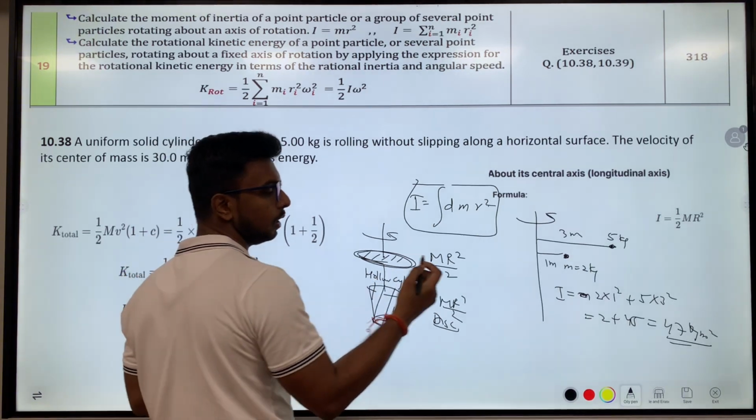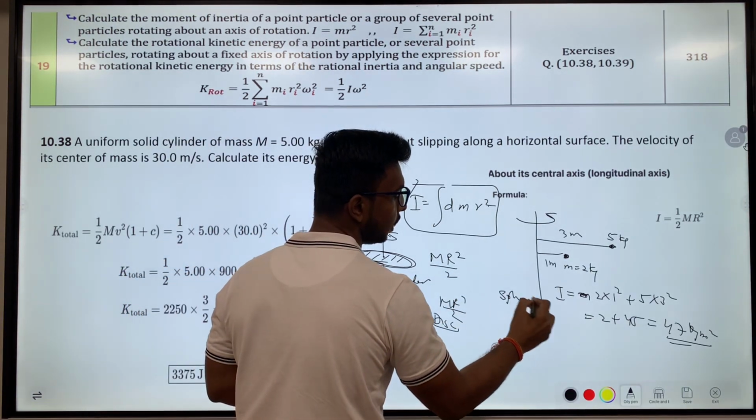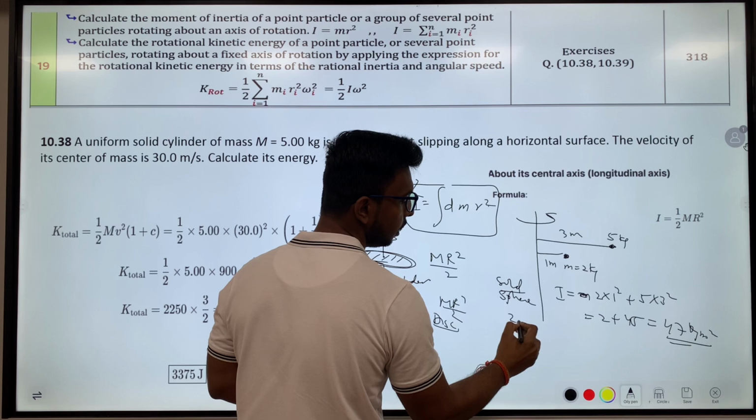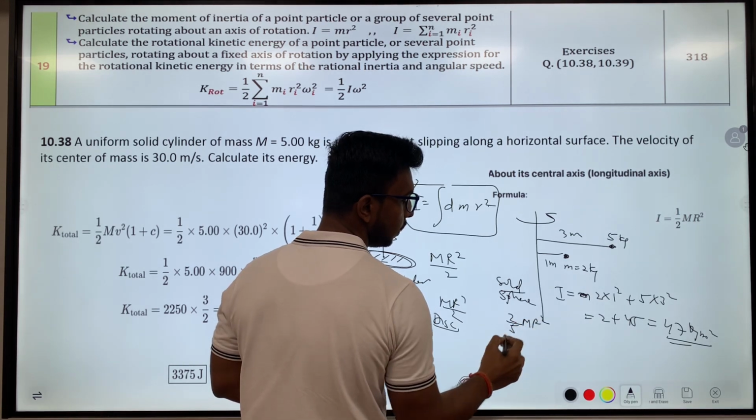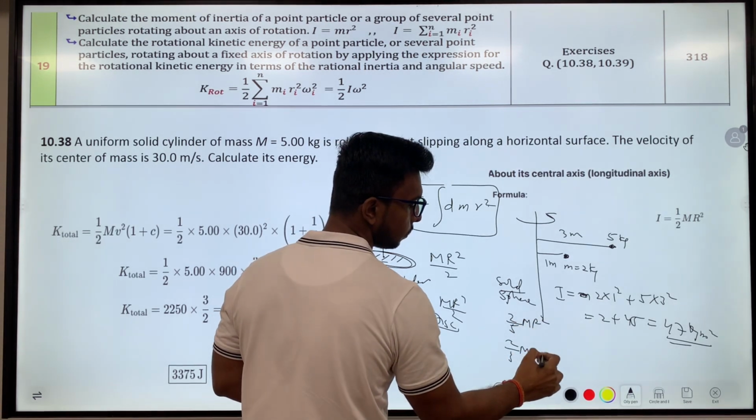These are important, and there is one sphere. If it's a solid sphere, filled inside, it is 2 by 5 mr square. If it's a hollow sphere, it is 2 by 3 mr square.